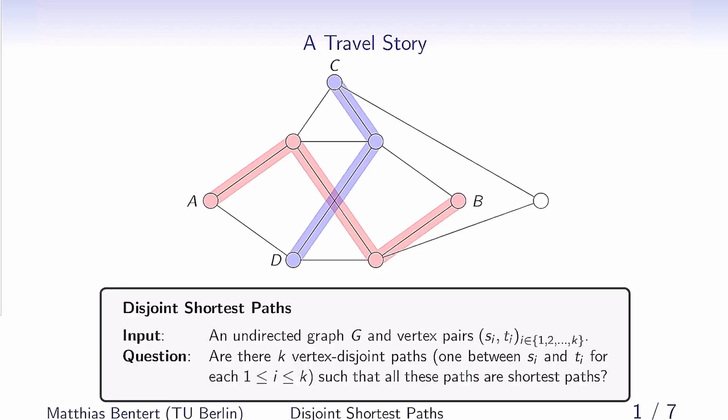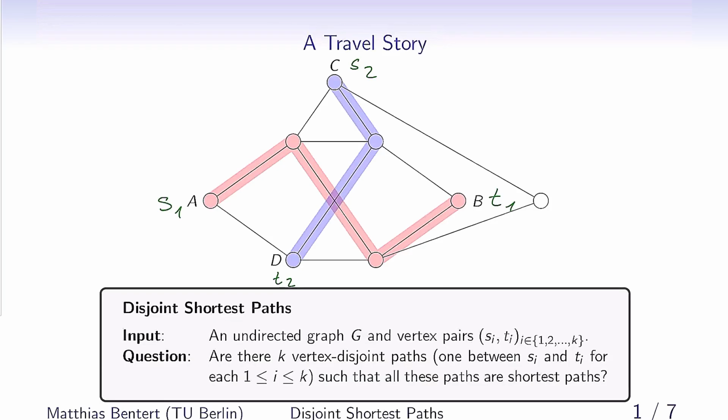Disjoint shortest path. We are given an undirected graph and vertex terminal pairs s_i, t_i. So in our example, A and B would be one terminal pair s1, t1, and C and D s2 and t2. And we want to find paths between these terminals such that all of these paths are pairwise vertex disjoint, so they share no vertex and thus also no edge. And all of these paths should be shortest paths between the respective terminals.